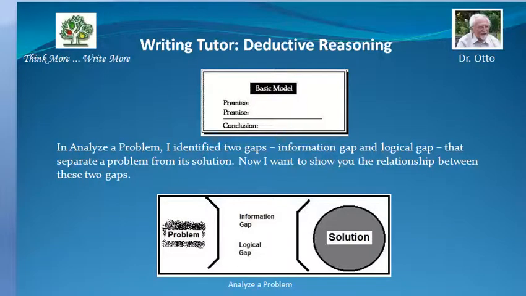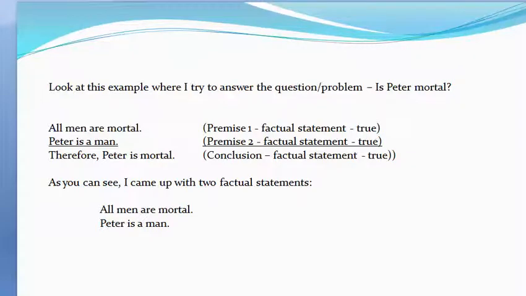In analyzing a problem, I identified two gaps, information gap and logical gap, that separate a problem from its solution. Now I want to show you the relationship between these two gaps. Look at this example where I try to answer the question/problem, is Peter mortal? All men are mortal. Peter is a man, therefore Peter is mortal.